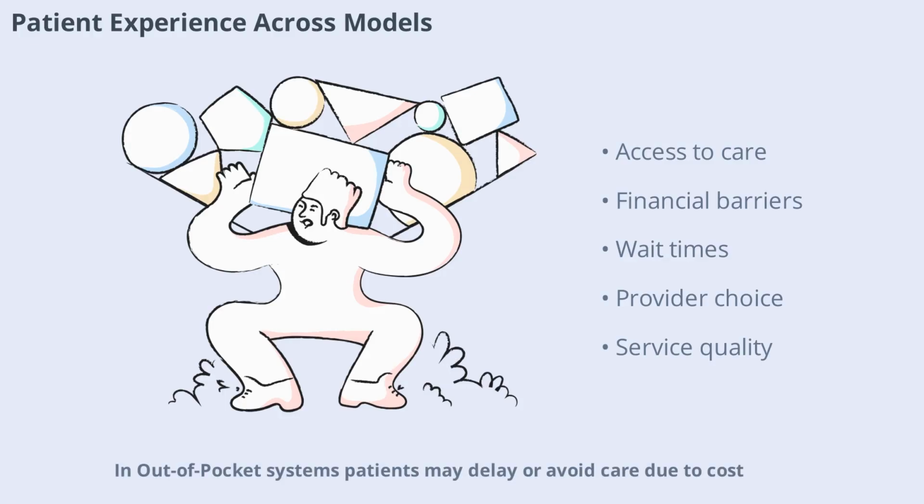In out-of-pocket systems, patients may delay or avoid care due to cost. Wait times, choice of providers, and quality of services also differ. Understanding patient experience helps highlight the real-world impact of financing decisions. Next, we'll discuss administrative efficiency.